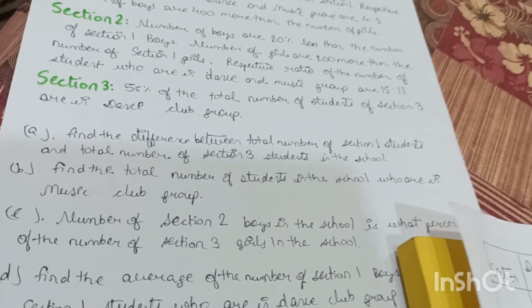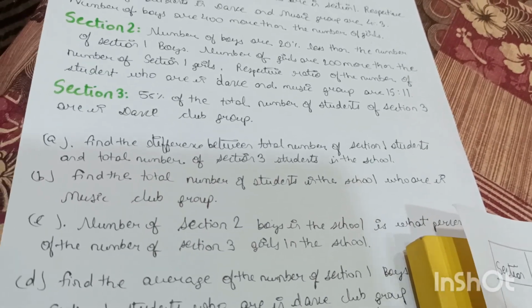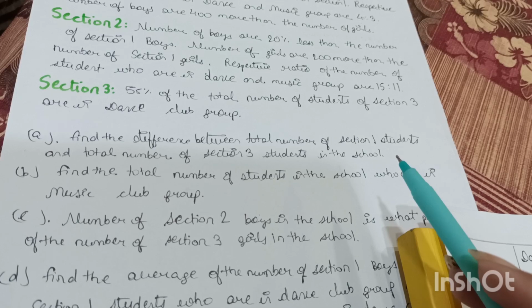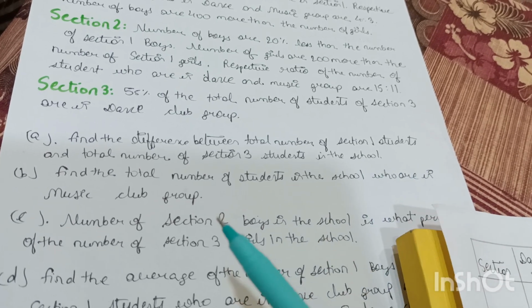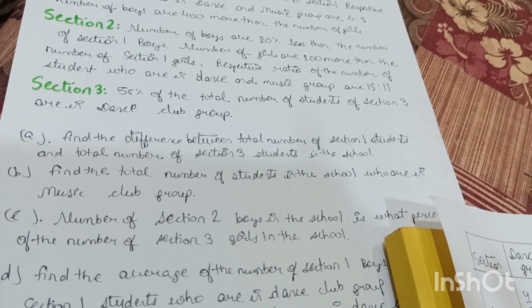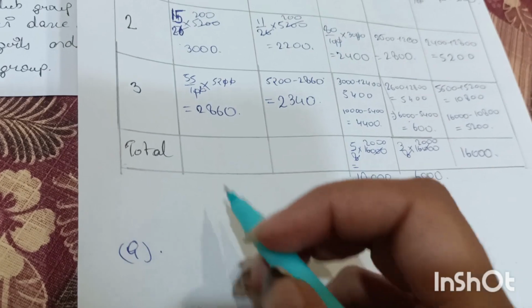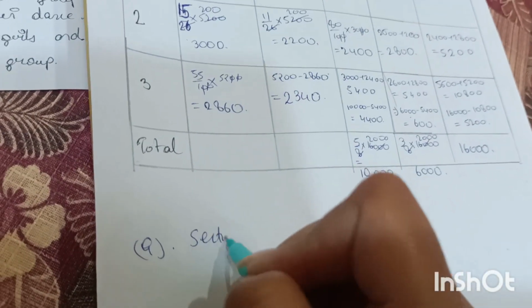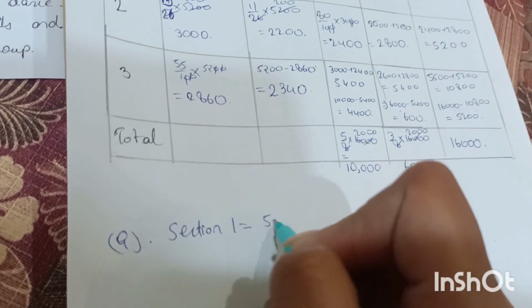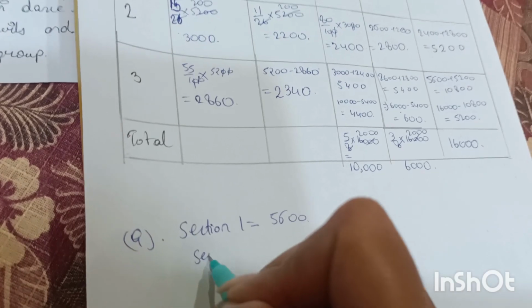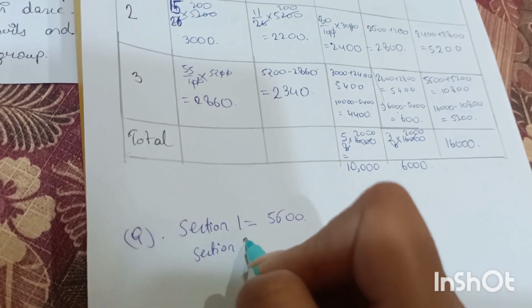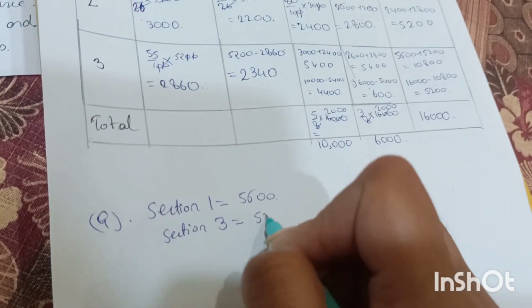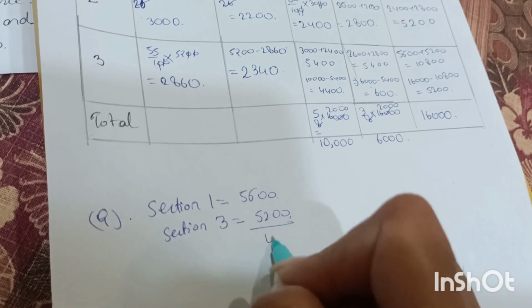So now let's solve. First question, find the difference between total number of students in section 1 and total number of students in section 3. So total number of students in section 1 equals to 5600, and section 3 total number of students are 5200. So when you will subtract it, you will get the value as 400.